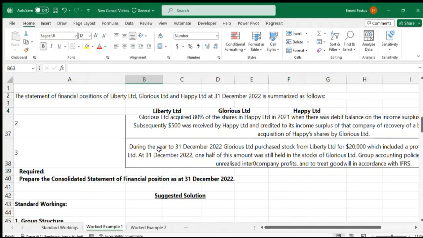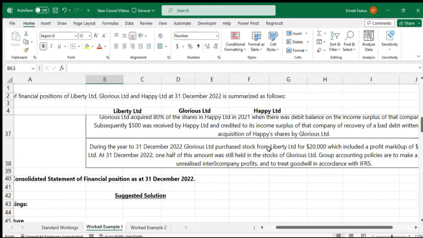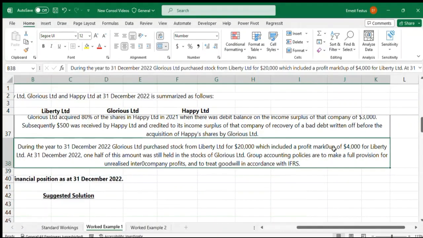Now let's go to the third information. During the year to 31st December 2022, Glorious Limited purchased stock from Liberty Limited for $20,000. Liberty is the parent. So the parent here is the seller because Glorious Limited purchased the stock from Liberty Limited. So if Liberty is the seller, then we treat it under retained earnings and not under the net assets schedule. In case it was the other way around, where Liberty buys from Glorious Limited and hence Glorious Limited becomes the seller, then we would have treated this transaction under our net assets schedule. So we have that. Let's correct this.